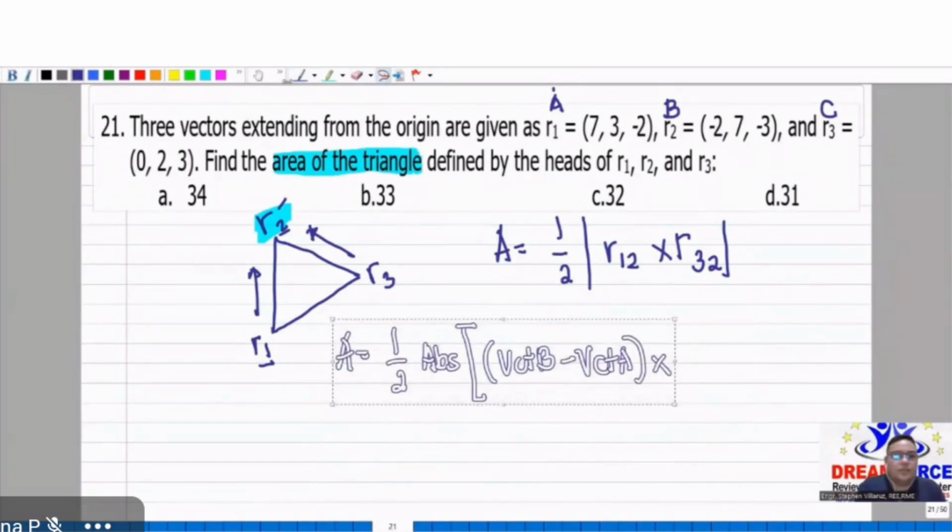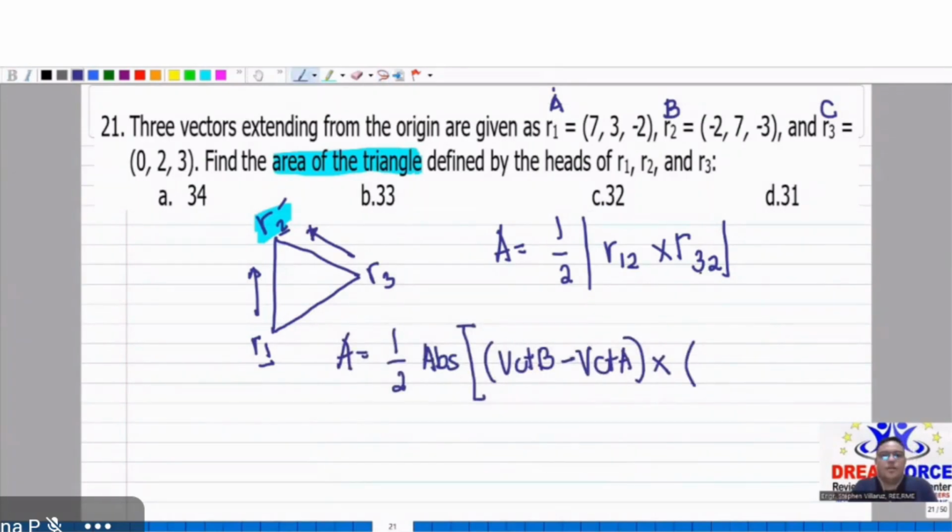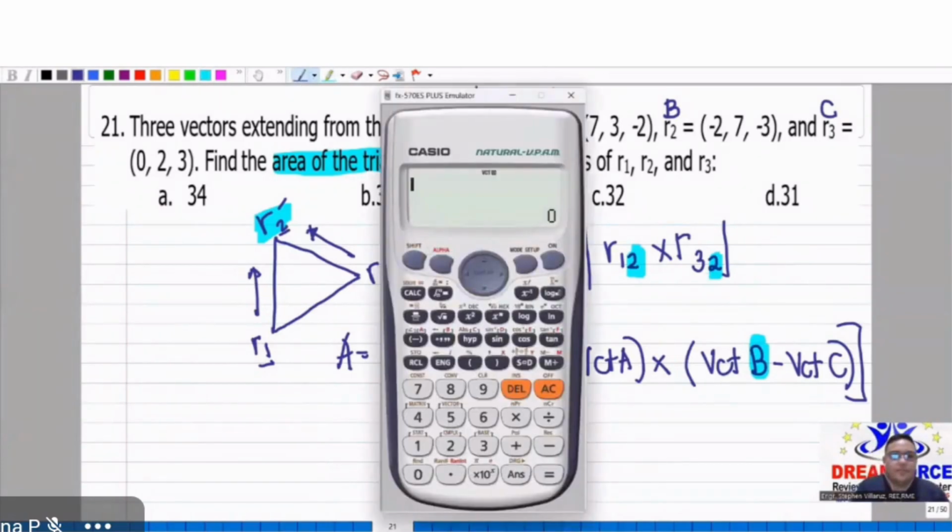Okay? Next is cross the quantity 3 going to 2, or that is 2 minus 3. Okay? So that is vector B minus vector C. Okay? Take note, yung ating dito is 2. Yung ating destination. Laging mauuna yun. Okay? So, sige. Type natin.